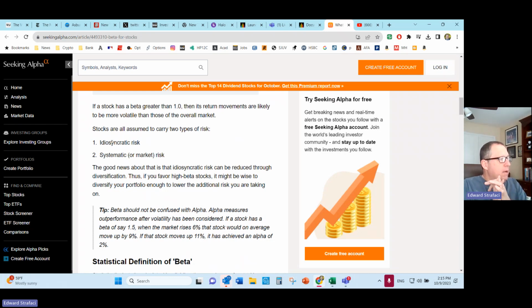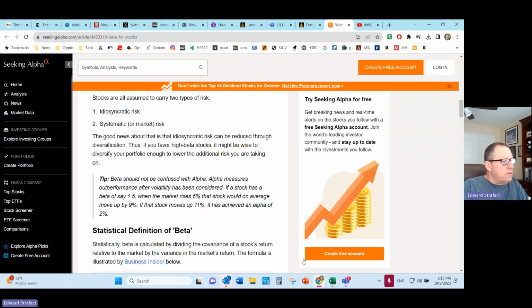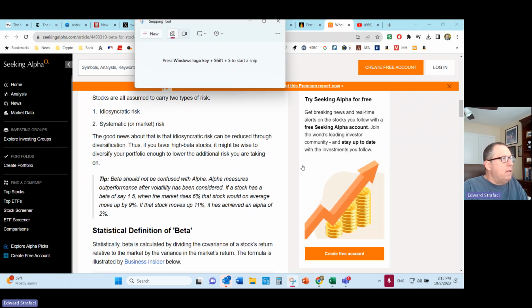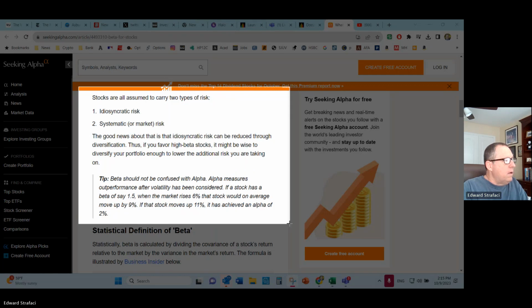and that's the risk we're looking to measure with beta, and not to be confused with alpha. Alpha measures the outperformance after volatility has been considered. If a stock has a beta of, say, 1.5 when the market rises 6%, then that stock on average will move up by 9%. If the stock moves up 11%, it has achieved alpha. So basically, what alpha tells us is how much did I beat the capital asset pricing model, right?